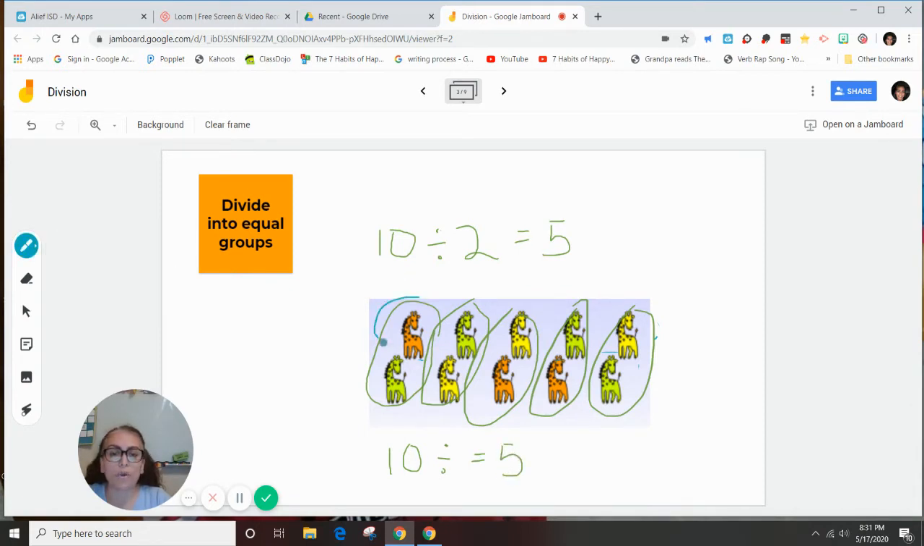And then it was 1 group of 5, second group of 5. Oh, sorry, I made a mistake here. Let me fix it. It's divided into groups of 5, and that equals 2. There you go. So it depends on how many groups I need to make and the amount of items that I need to share equally into the groups.